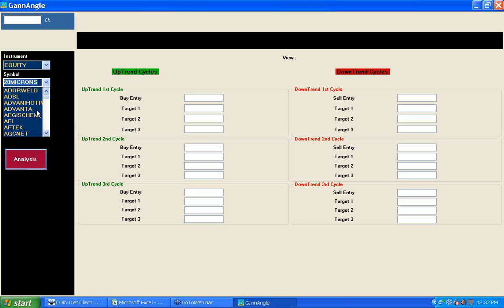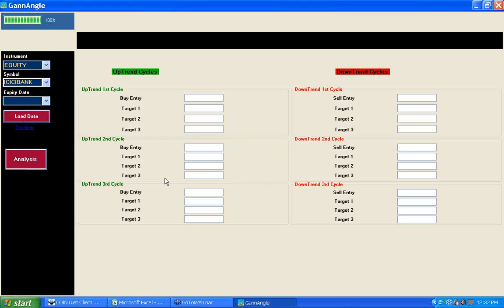All the symbols are loaded here, so I will type the symbol code, anything I require. Suppose I am typing ICICI. Once I type IC, all the stocks starting with I and C will be visible by default. Now I have to select ICICI Bank and hit the Load Data button.